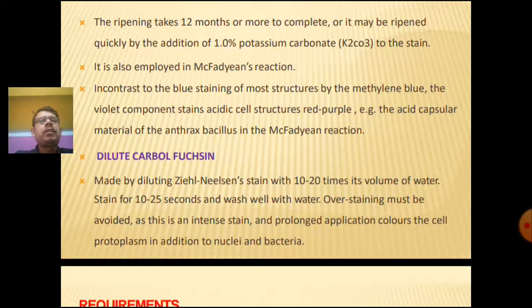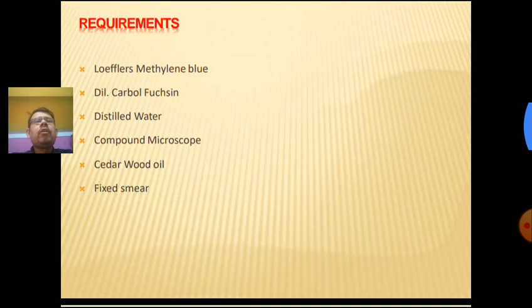Add 1% potassium carbonate to the stain, which gives the M'Fadyean reaction, in contrast to staining the structure with methylene blue. The violet component stains the structure red, and the acidic capsule material of the anthrax bacillus shows the M'Fadyean reaction. Dilute carbol fuchsin is used for the Nielsen stain.